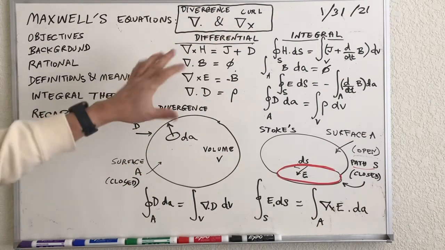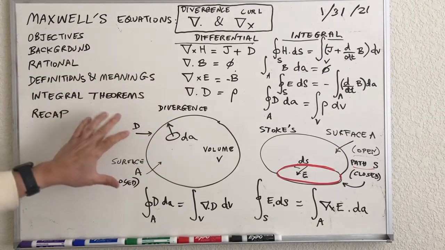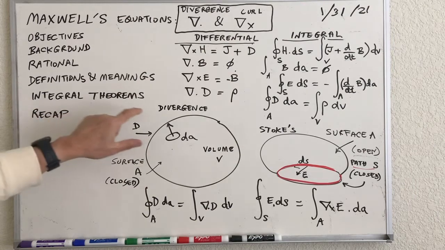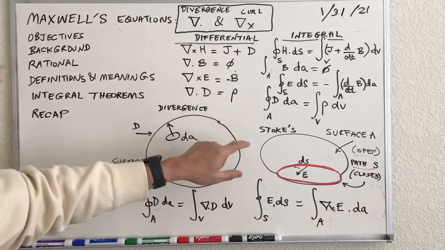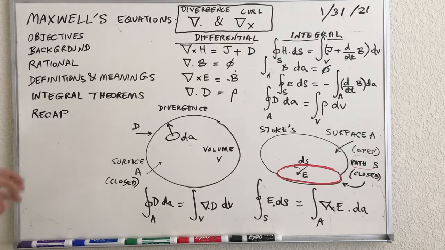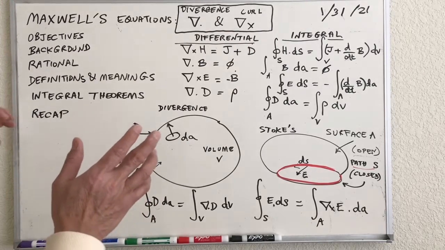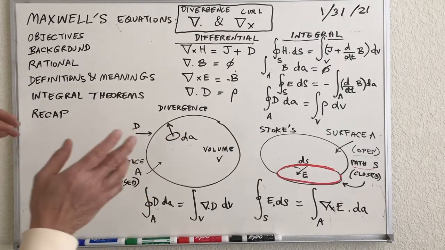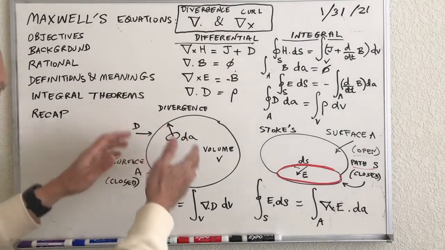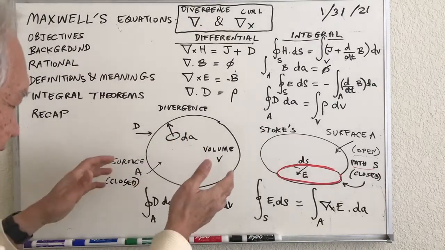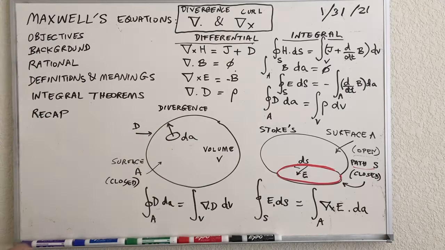To explain that further, we'll have to talk about the two integral theorems, the divergence theorem and Stokes theorem, and then explain them through some sort of visualization to see why it makes sense that these theorems are considered to be correct, right? And then we're going to do a recap.